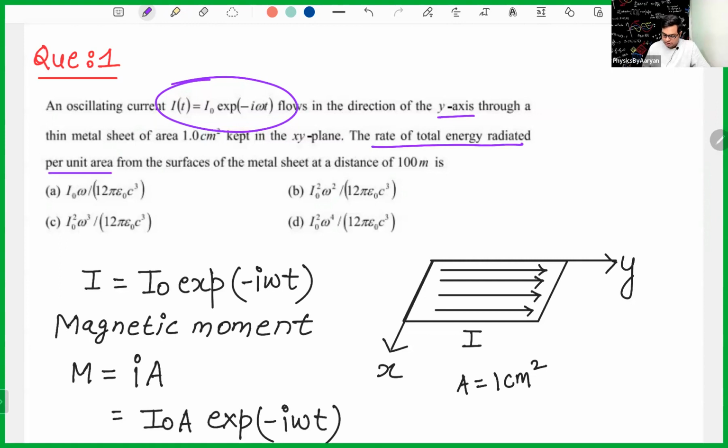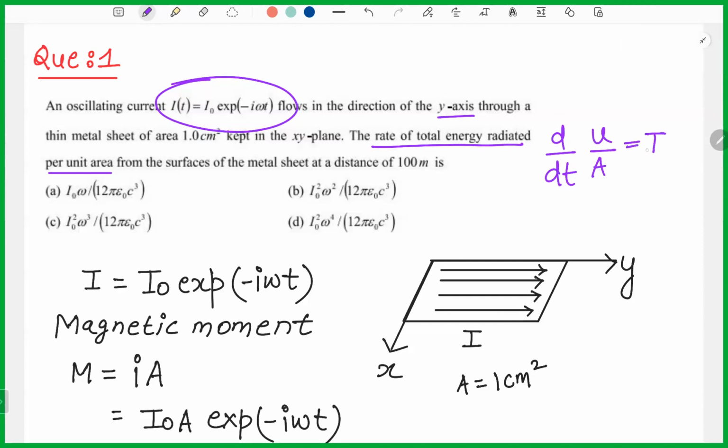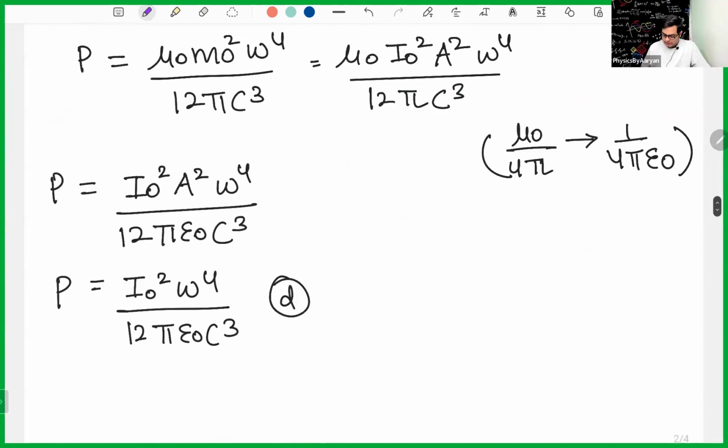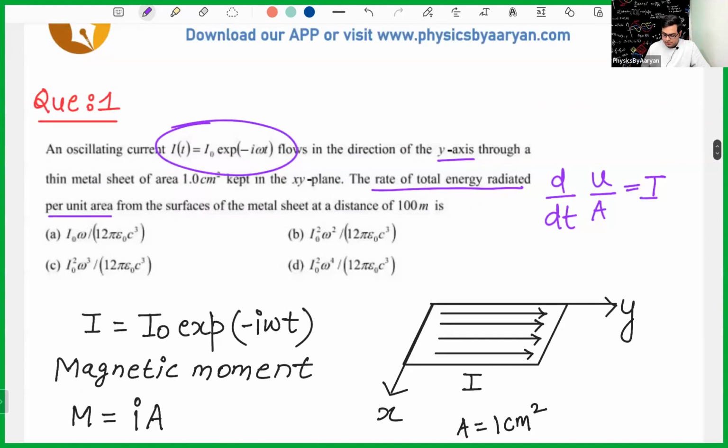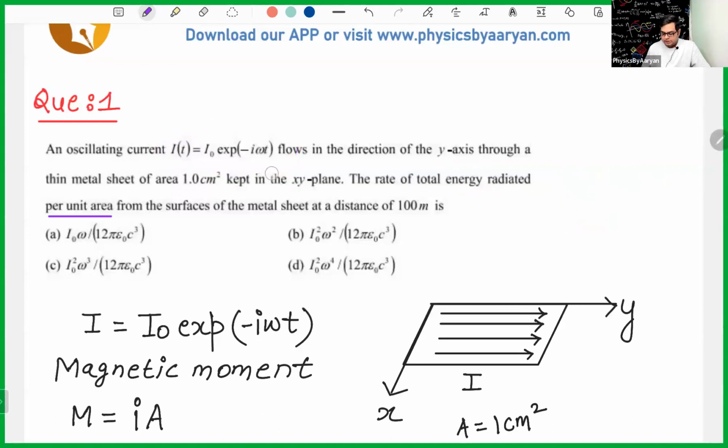Can anyone tell me what this thing is? What are they asking basically? Power. The rate of total energy radiated per unit area. Energy per unit area per unit time is known as intensity or power. What are they asking? Tell me. Intensity. Energy radiated per unit area per unit time. So what they are asking is intensity.